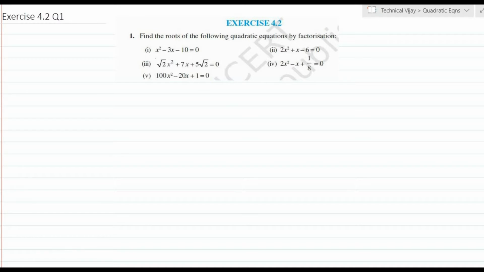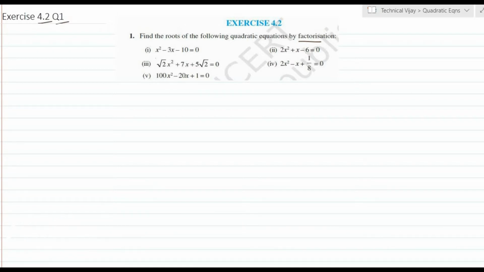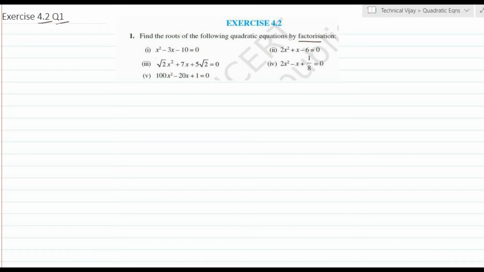So welcome students, exercise 4.2, question number 1. Here, find the roots of the following quadratic equations by factorization. In the last exercise we learned how to represent a real situation in quadratic equation form, but we did not try to calculate the variable values. In the next exercises we will solve for the variable values, that is, we have to find the roots of the quadratic equations.